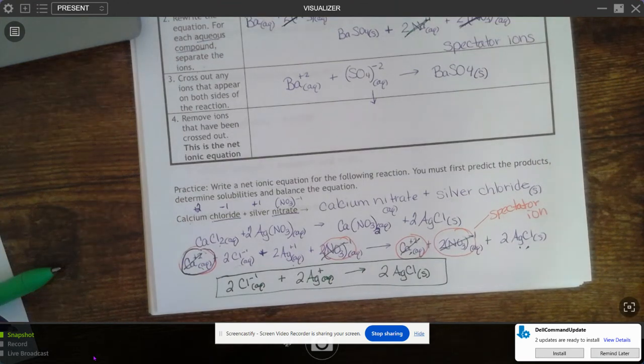All right, so that is a quick lesson on net ionic equations.